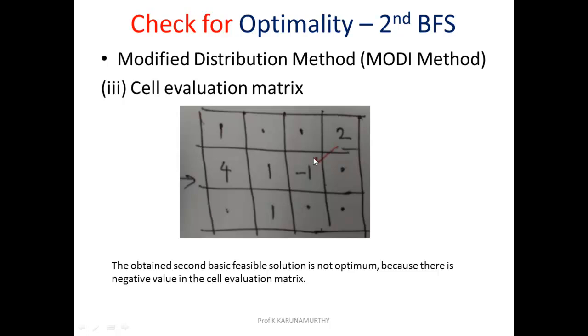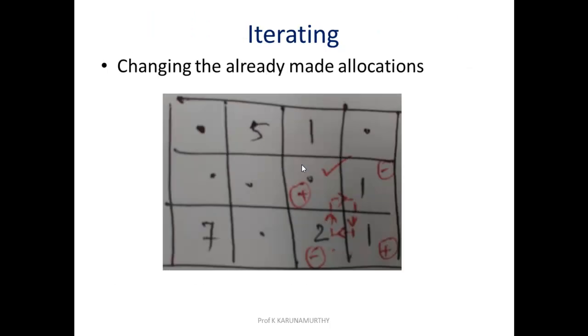In the cell evaluation matrix, whichever entry is most negative, that we select. Now the allocation that we have made in the second basic feasible solution has to be altered, and we have to go for the third basic feasible solution. For that I am making a tick mark in the cell which has the most negative value in the cell evaluation matrix. This is corresponding to second row, third column. So the second basic feasible solution was like this. These are the allocations we made. In the second row, third column, I am making a tick mark. So this allocation we are going to change.